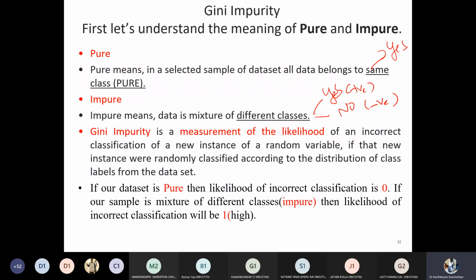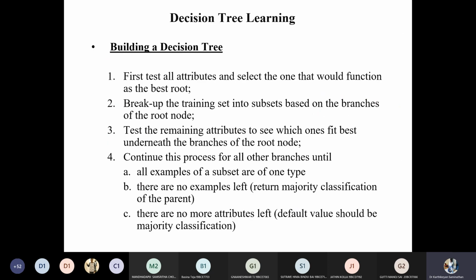So suppose your data set is pure, then the likelihood of incorrect classification becomes 0. If it is impure, then the incorrect classification is 1. So when you say pure, the classification error is 0, and if it is impure, we can make it 1. That is what the Gini impurity value is. This may be used in upcoming classes. We'll see. So these are all the basics you should know about how the decision tree works.